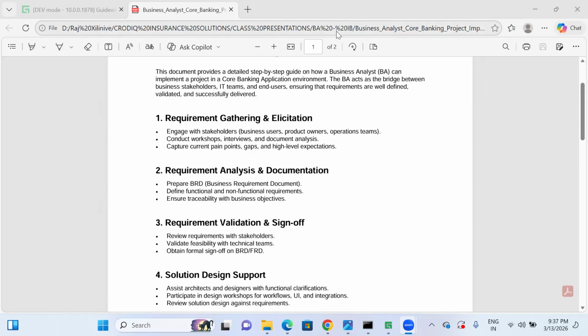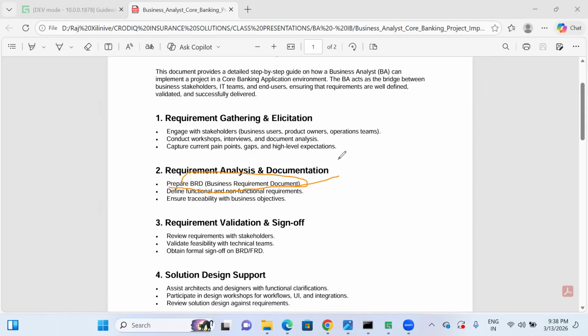Point number two: once requirements gathering and elicitation is done, the next one is requirement analysis and documentation. Based on the requirements we analyzed, we need to prepare documents, something like business requirements documents. But make sure to prepare these BRD documents when you follow the traditional model. When you follow Agile, instead of writing documents, we write epics and user stories. For that, we may use Jira, Rally, Azure DevOps. These are the different tools that we have.